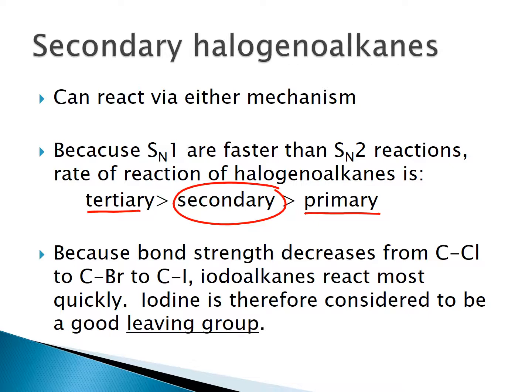Now, another factor that affects the rate of these reactions is the identity of the halogen. Since the bond strength with carbon decreases from chlorine to bromine to iodine, iodoalkanes are going to react the most quickly, and therefore we would consider iodine to be a very good leaving group.